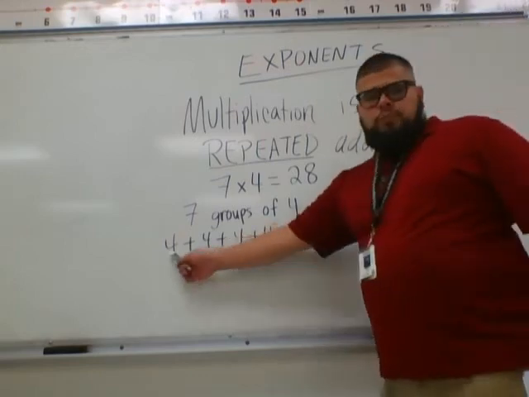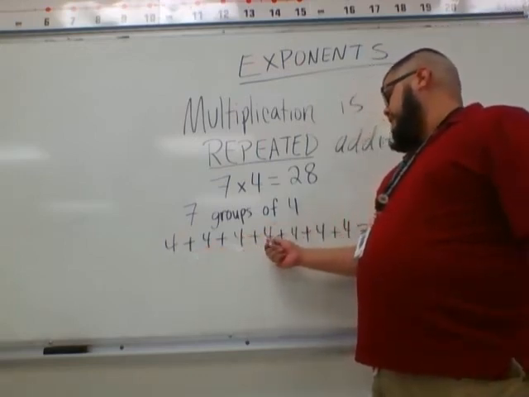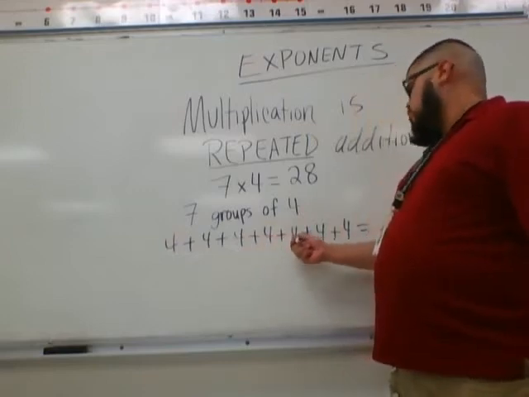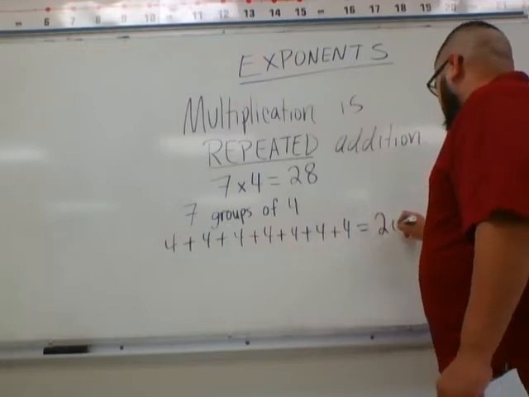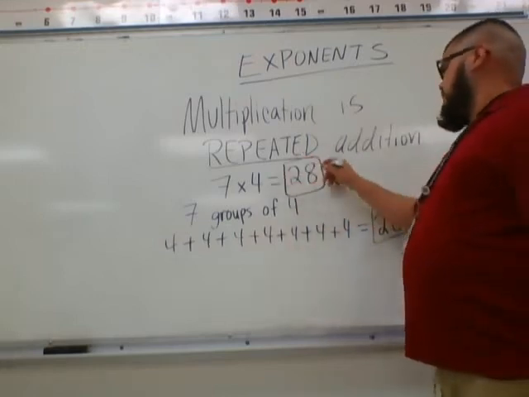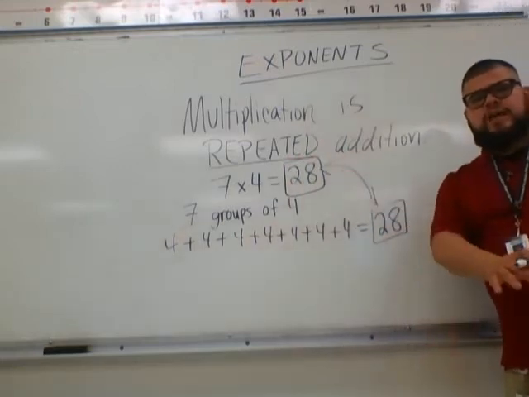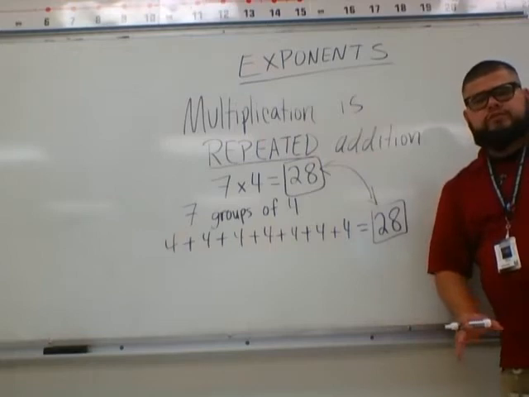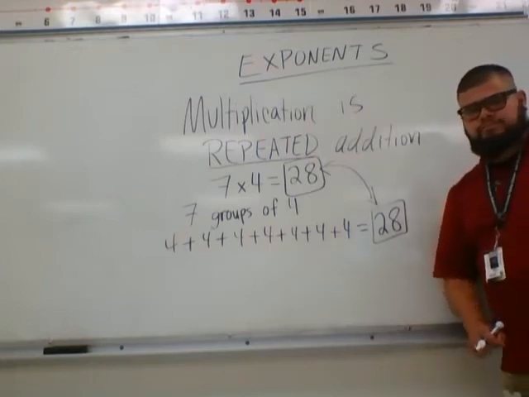And so 4 plus 4 is 8. 8 plus 4 is 12. 12 plus 4 is 16. 16 plus 4 is 20. 20 plus 4 is 24. 24 plus 4, that's 28. And that's the same thing we got up here. Same thing, right? So that's repeated addition, multiplication. Okay? Now, let's talk about division.